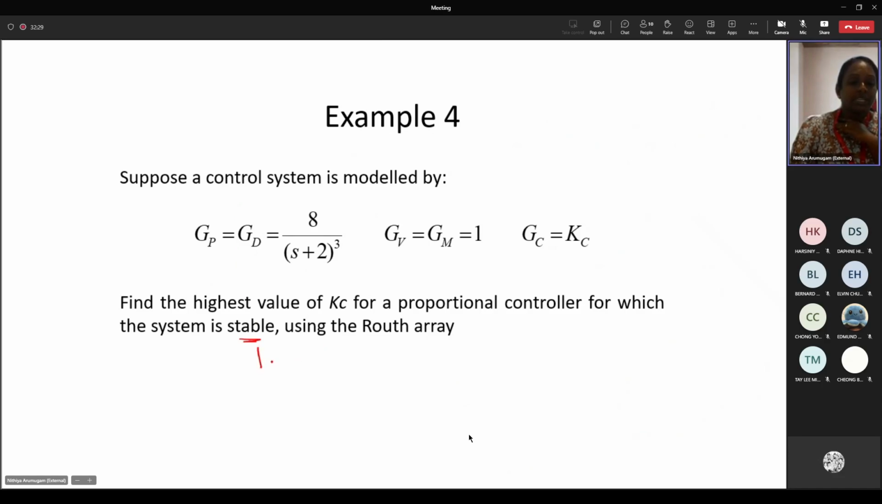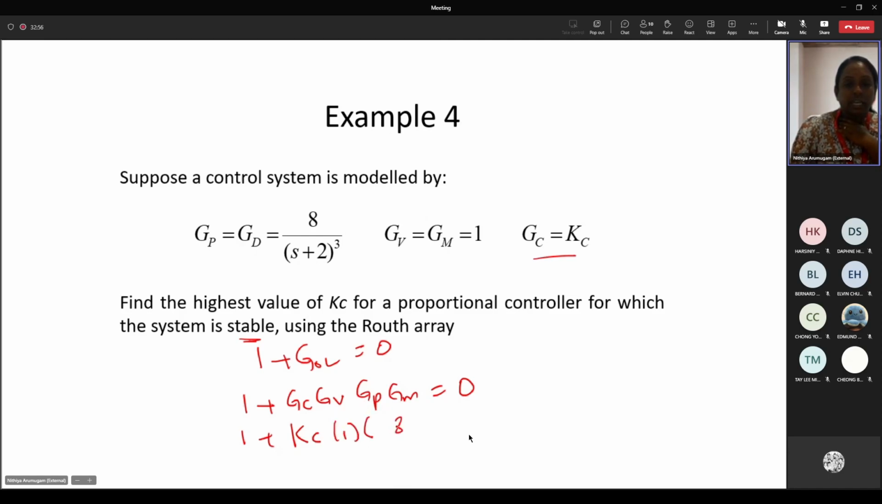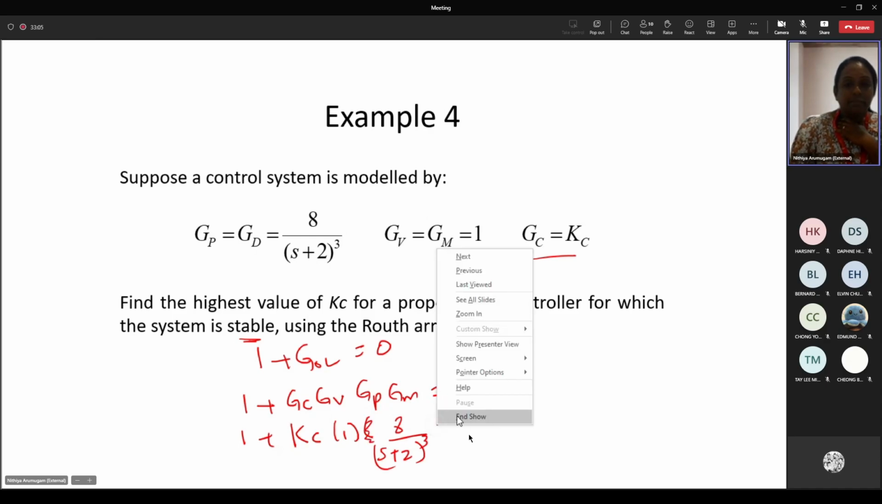So the stability criterion for the system will be 1 plus GOL. The characteristic equation will be 1 plus GOL equals to 0. So here 1 plus GC, GV, GP, GM equals to 0. So 1 plus Kc, where GC equals to Kc, GV given as 1, GP is 8 over (S plus 2) to the power of 3, times the GM as 1 also, equals to 0.